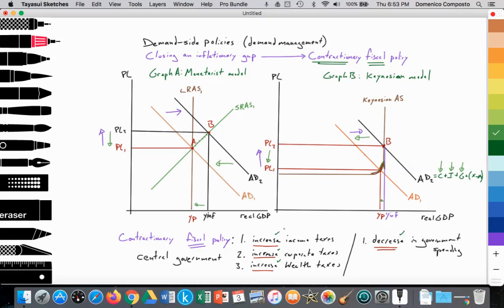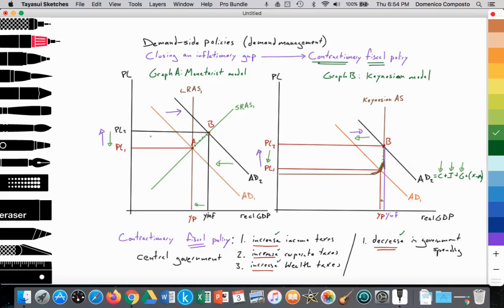So the central government begins to increase income taxes, increase corporate taxes, increase wealth taxes, and decrease government spending. That has the effect of reducing consumption, investment, and government spending. AD2 shifts back towards AD1 in both economic models. And as AD2 shifts in, firms begin to fire excess resources like labor, since they're reducing the quantity of their aggregate supply. So unemployment rises back to the natural rate until the economy is back at full potential, where AD1 equals SRAS1 equals LRAS1 in the monetarist model, and where AD1 equals the Keynesian aggregate supply curve at point A.